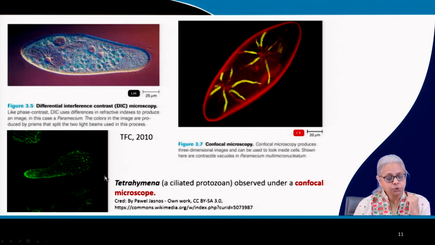Another one that is shown over here is a ciliated protozoa. You know that paramecium is also a ciliated protozoan, and this is a different one. This is tetrahymena, which has cilia. So it's the cilia that have been dyed by a fluorescent dye, and under confocal microscopy you can see the cilia very clearly.